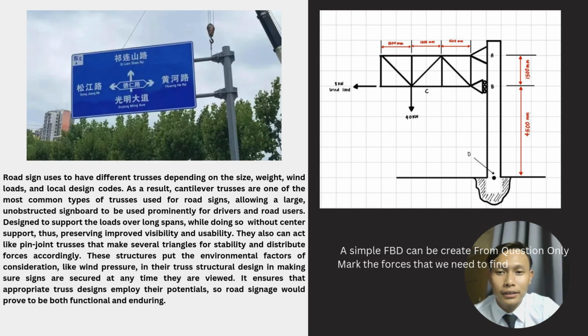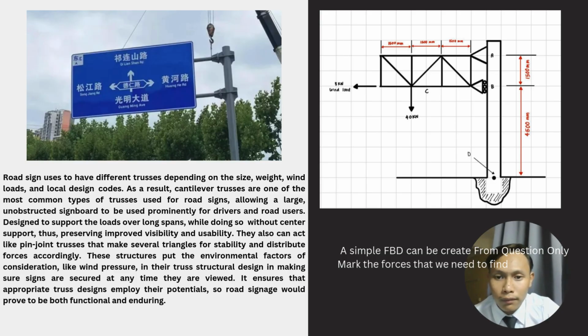Okay, for the last situation, which is a road sign. The road sign situation uses different trusses depending on the size, weight, wind loads, and local design codes. As a result, cantilever trusses are one of the most common types of trusses used for road signs, allowing a large unobstructed signboard to be used prominently for drivers and road users.